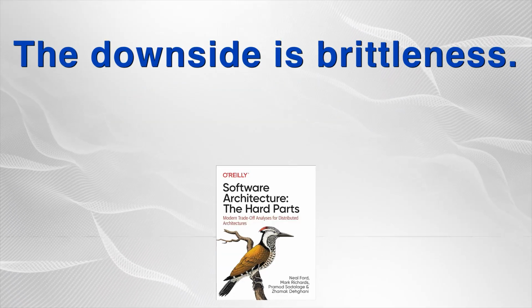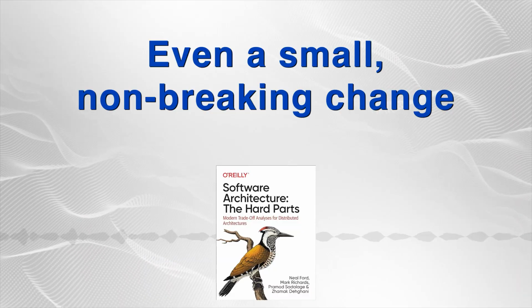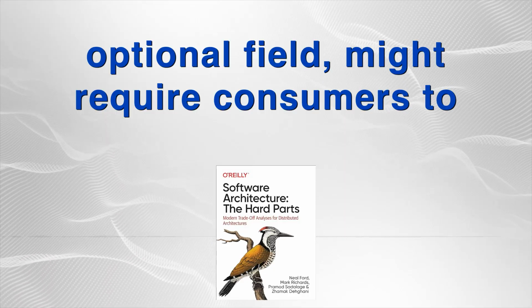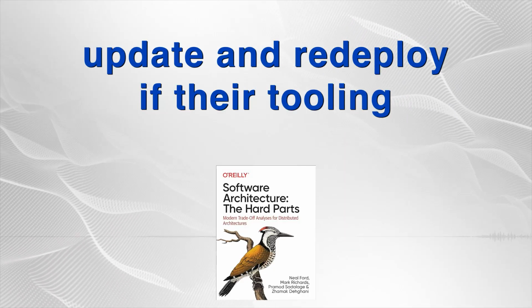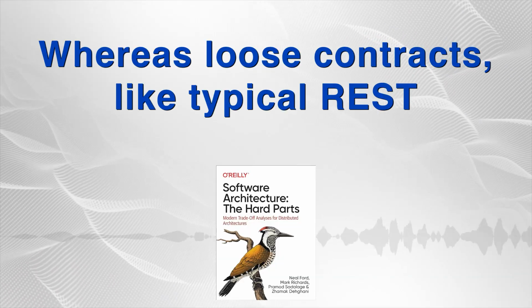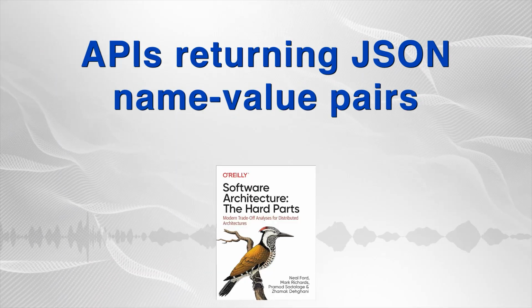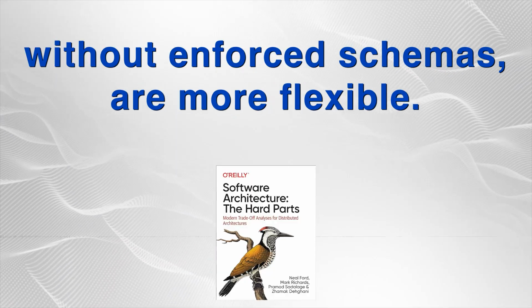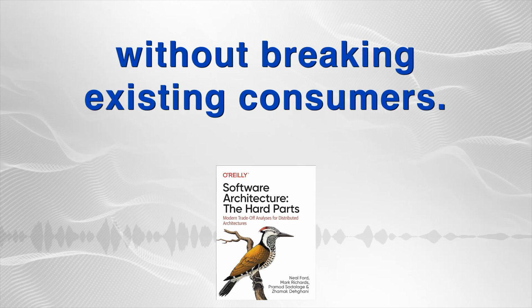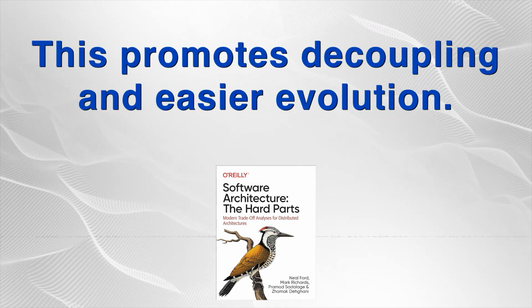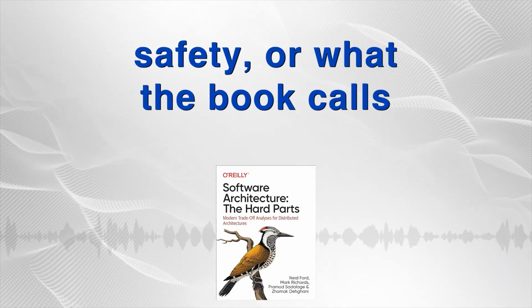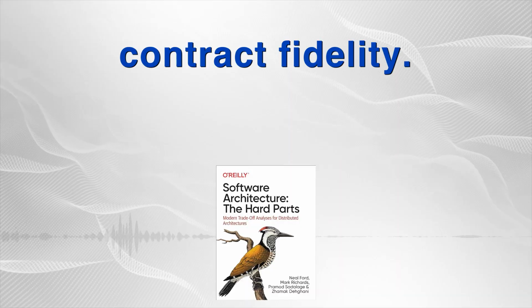The downside is brittleness. Even a small, non-breaking change by the producer, like adding an optional field, might require consumers to update and redeploy if their tooling is strict. It creates tight coupling. Whereas loose contracts, like typical REST APIs returning JSON name-value pairs without enforced schemas, are more flexible. Much more flexible. Producers can often add new fields without breaking existing consumers. This promotes decoupling and easier evolution. But there's a trade-off in safety, or what the book calls contract fidelity.